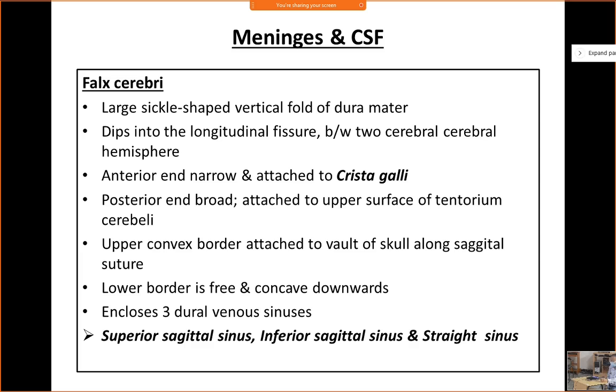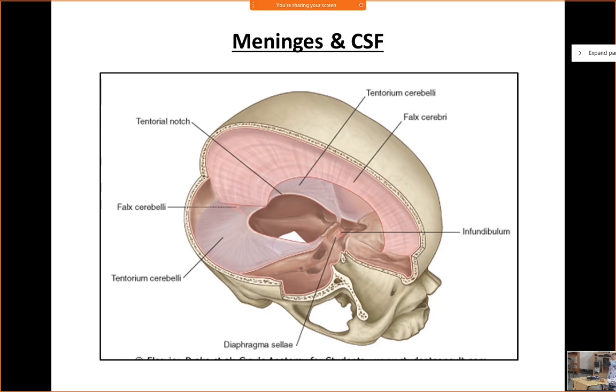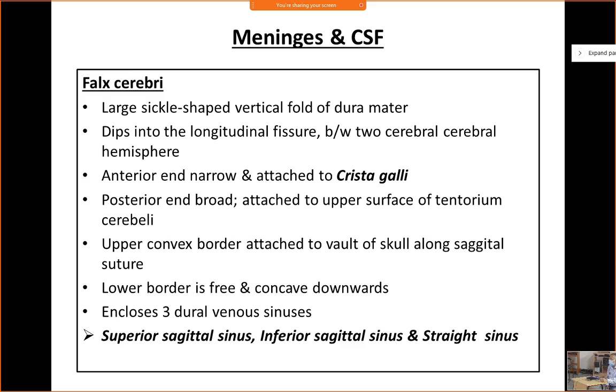Then the lower border is free. Here you can see the lower border is free and concave downward. So the upper border is convex and attached to the sagittal suture, while the lower border is free and concave. It is not attached to any structure. It just hangs. It encloses 3 dural venous sinuses.